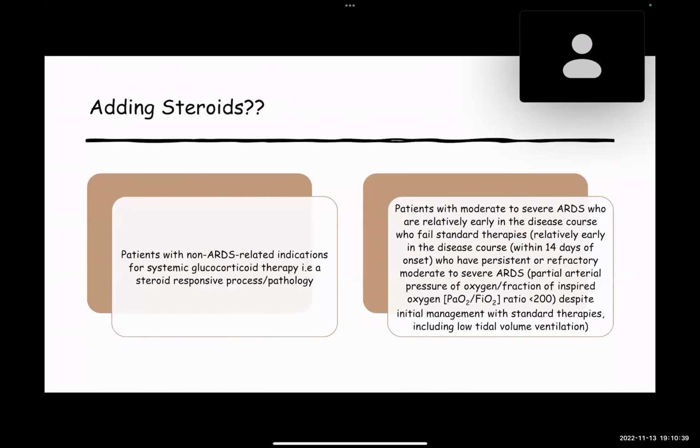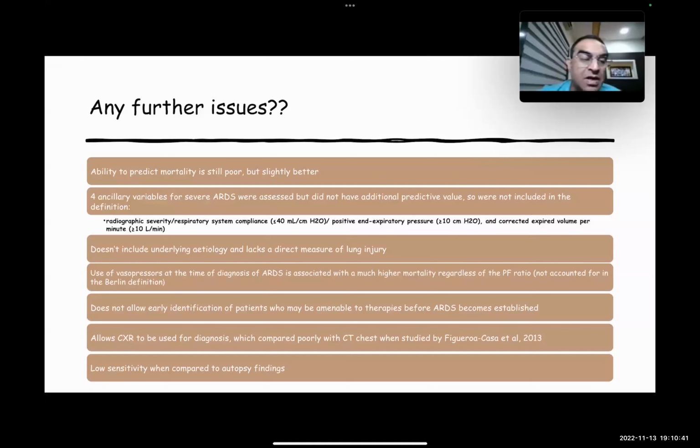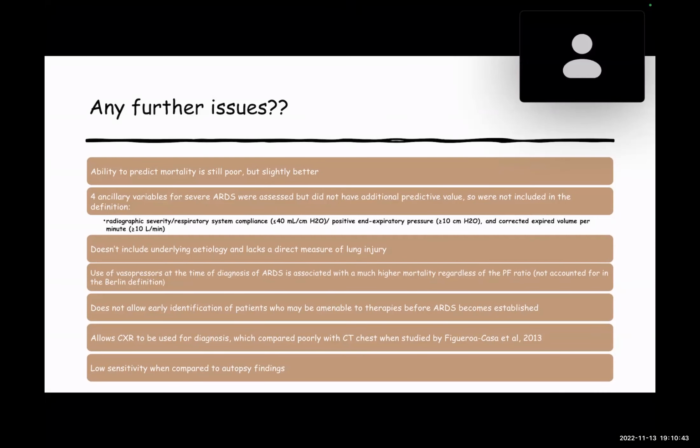What is this? This was criticism of Berlin's criteria, I believe. Yeah, so you have said ability to predict mortality is still poor, but slightly better. So now the single most important factor in predicting mortality is severity of the ARDS. Severe ARDS has a higher mortality, 45%, followed by moderate around 35 and mild 30. So if you have to look at one factor, it is the classification. The severity of ARDS is the single most important factor.